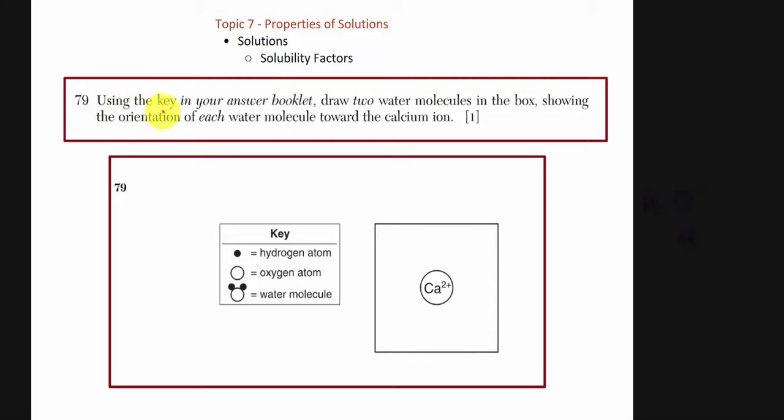And the final question in the set, using the key in your answer booklet, which I've shown you here below, draw 2 water molecules in the box showing the orientation of each water molecule toward the calcium ion. So we have to draw 2 of these little structures here, little Mickey Mouses, in that box somewhere so that they correctly depict the orientation of the molecules.